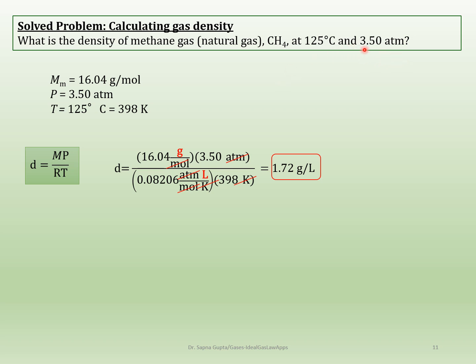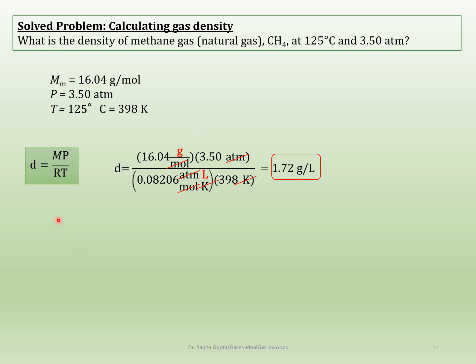So the molar mass of methane, CH4, is the MM over here: 16.04 grams per mole. Pressure is given to us, and temperature is given to us, and again change that into Kelvin, so that's 398 Kelvin.